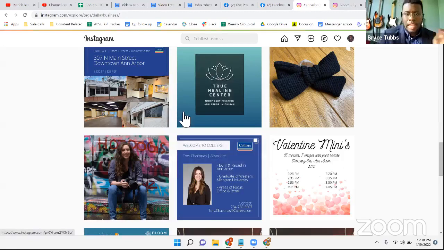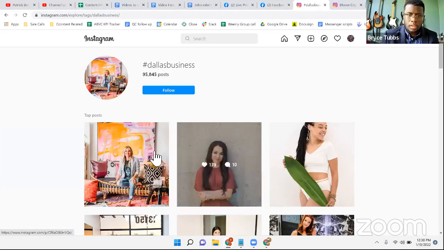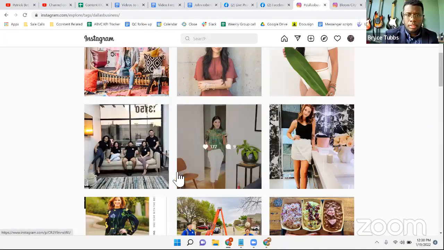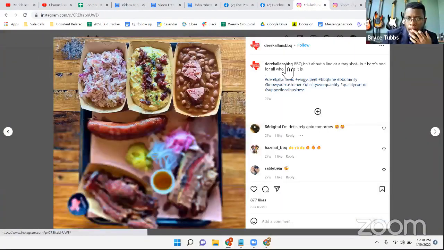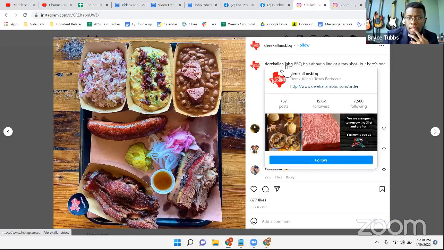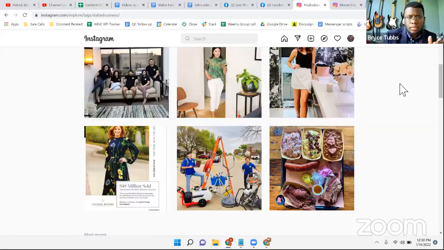Awesome, 95,000 posts. Cool. Looks like an artist. Awesome. Don't know what kind of business you do. Oh, that looks like a cool building. This one might be a food truck. Oh no, it's a restaurant. Okay. 15,000 followers, 7,500 following. Okay, cool, man.